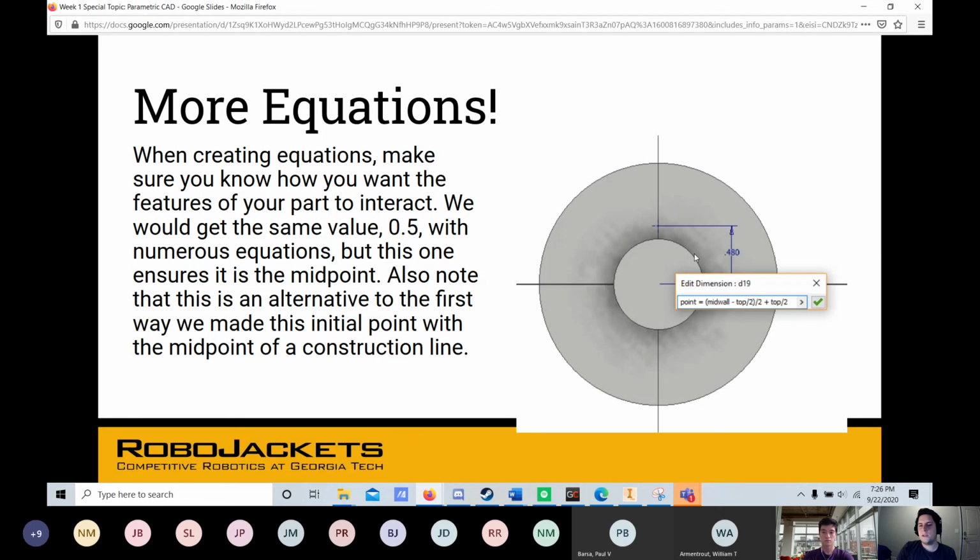In some cases, it's a lot better for you to just name your variables and call upon them in equations. But in other cases, like with this one over here, since you're making it the midpoint of two separate radii, it might be easier for you to go in a sketch and define a line to be a construction line, put a midpoint on it, and use that as the thing that you're constraining, if that makes sense.